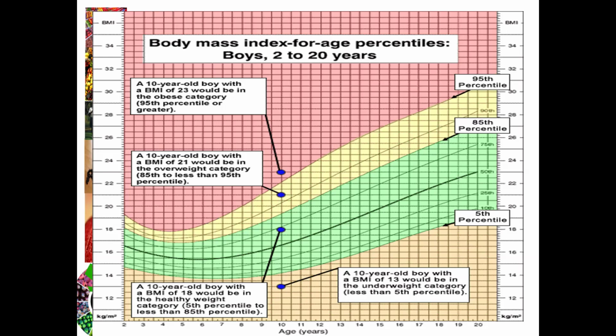Obese, ma'am, according to this chart. According to this chart, because if you follow the vertical axis, 23 at age 10, the intersect is above the 95th percentile, and that means that child is obese. But remember, for adults, somebody who has a BMI of 23, how would you classify such an adult?